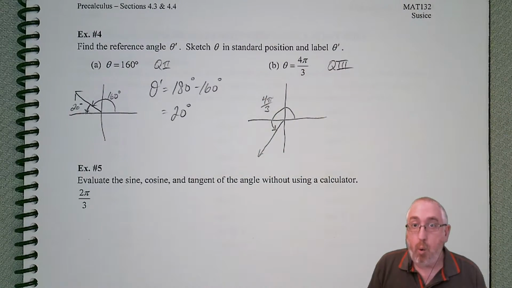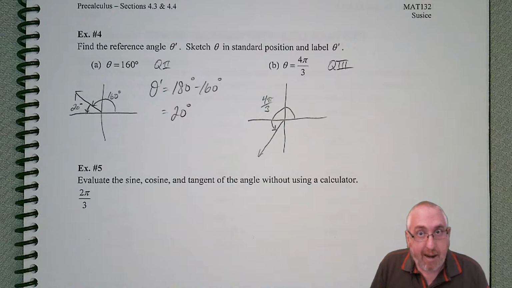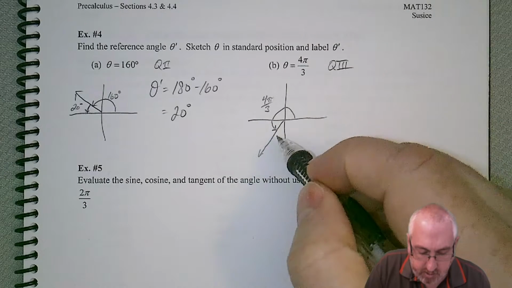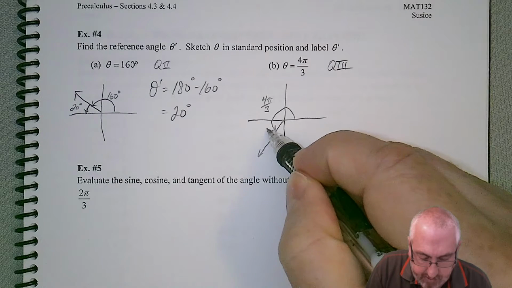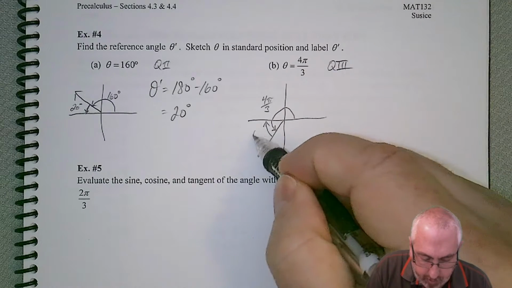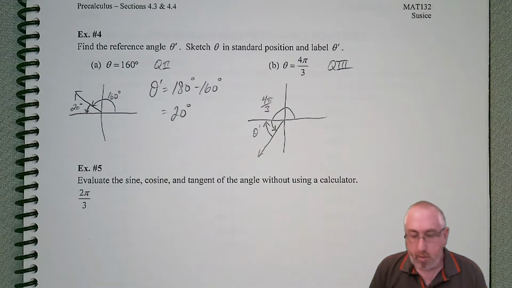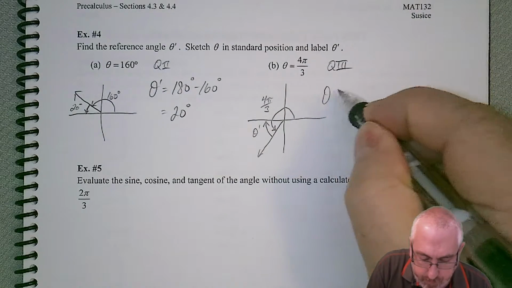And so now what is our theta prime going to be? So remember, theta prime always goes back to the x-axis. It might be the positive or the negative, but in this case, it's closest to the negative x-axis. So here's our theta prime. So what would that be? Well, let's use our formula.